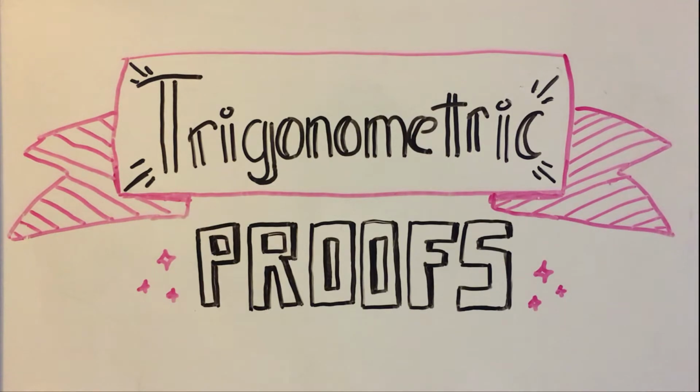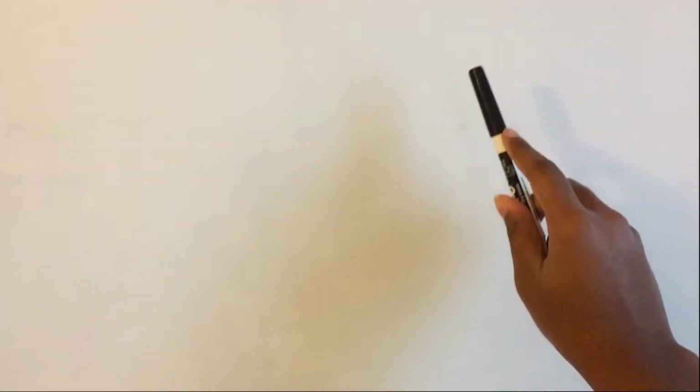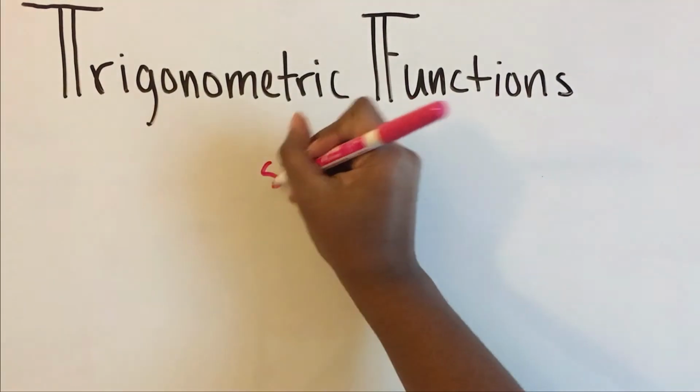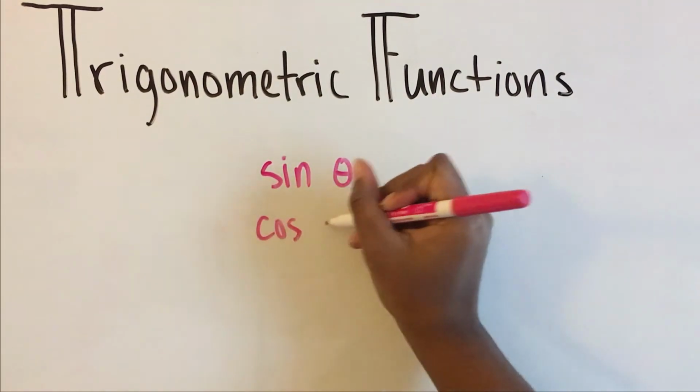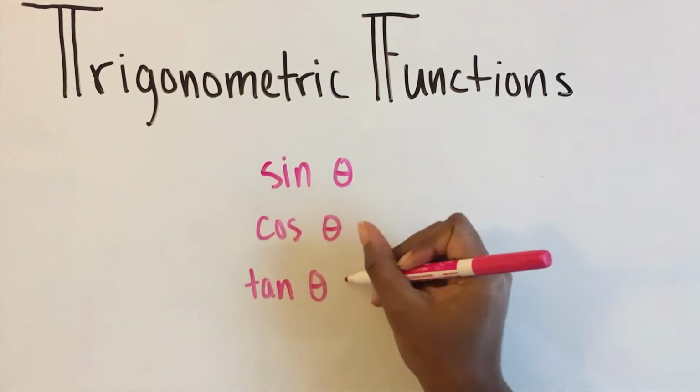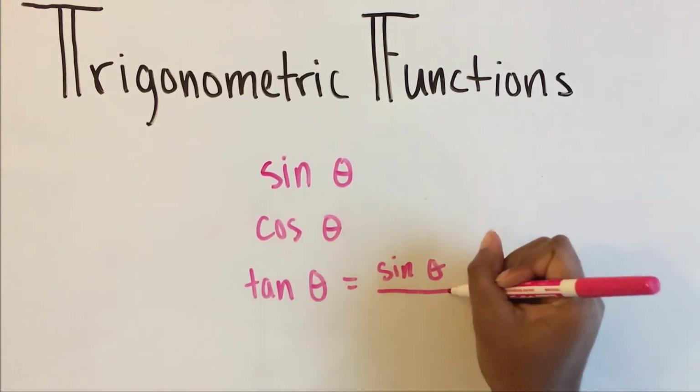Today I'm going to teach you a little bit about solving trigonometric proofs, where we demonstrate how one expression is equal to another. Don't worry if you don't know much trig, we only need a few basic functions. Here we have sine theta, cosine theta, and tangent theta. Tangent theta is equal to sine theta divided by cosine theta, where theta can be any real number.